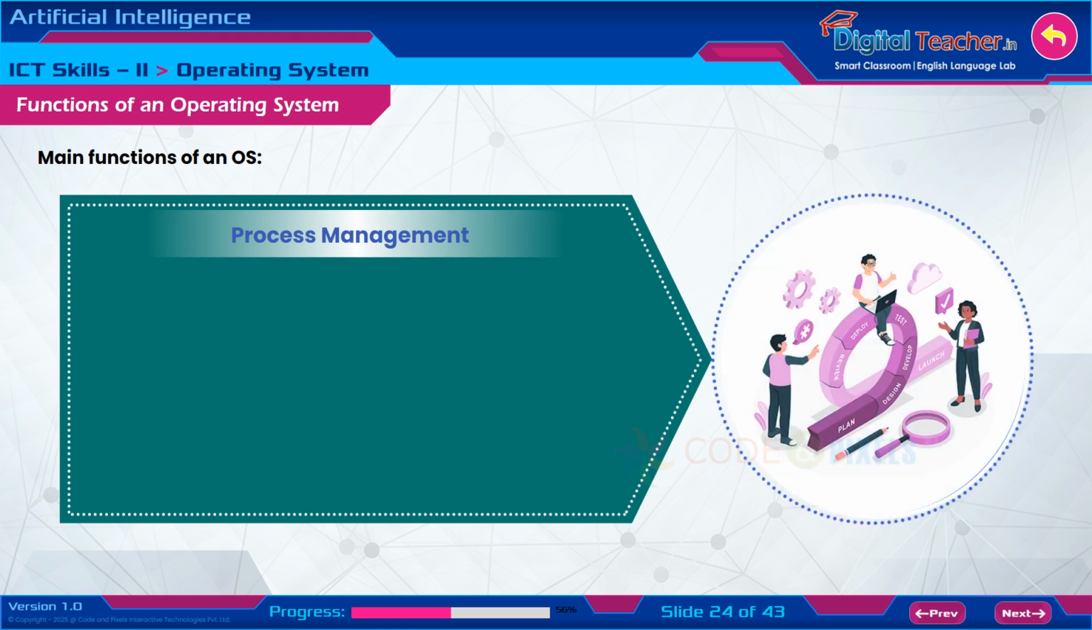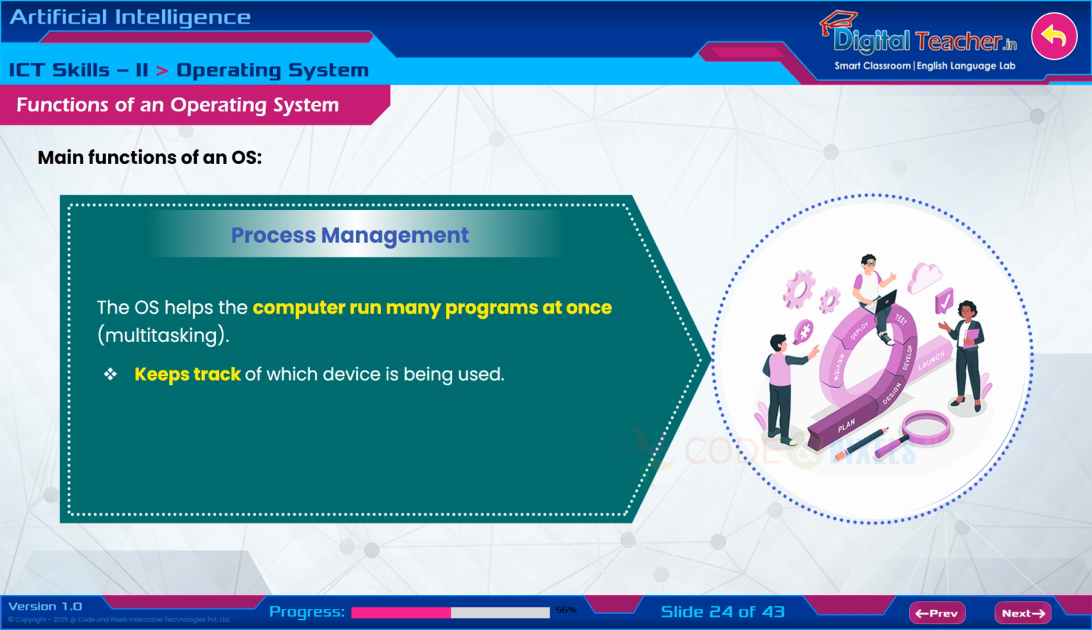Process management. The OS helps the computer run many programs at once. Keeps track of what each program is doing. Gives time and resources to each task. Starts and stops tasks when needed.